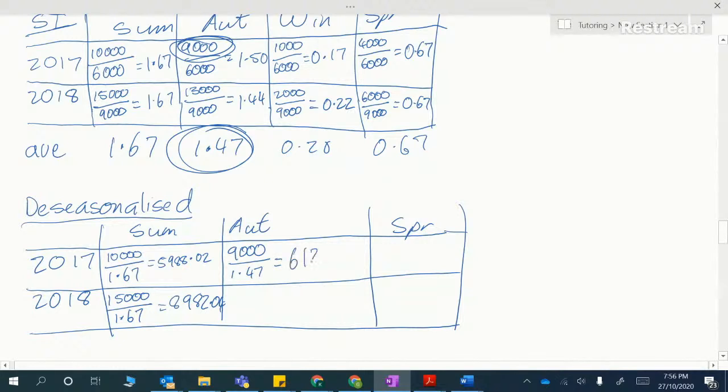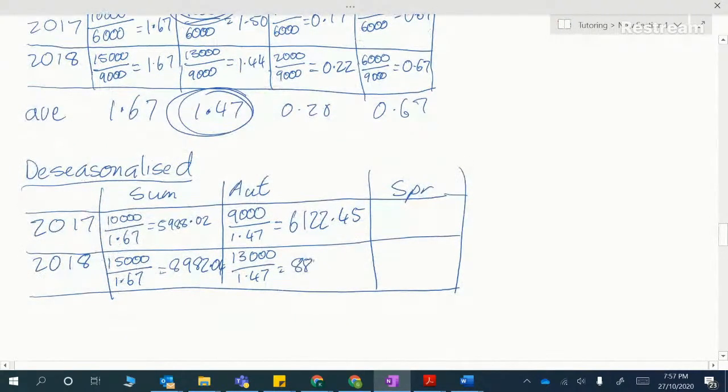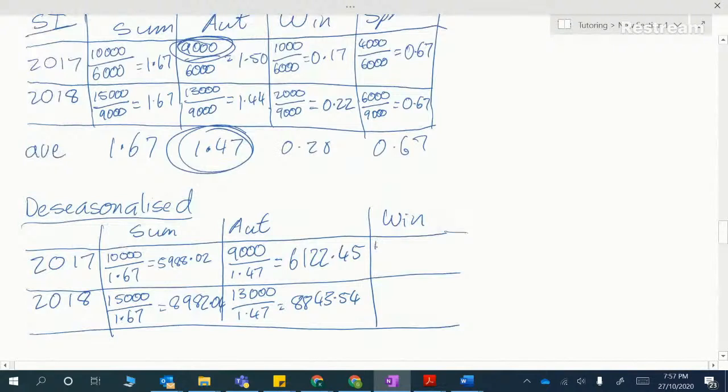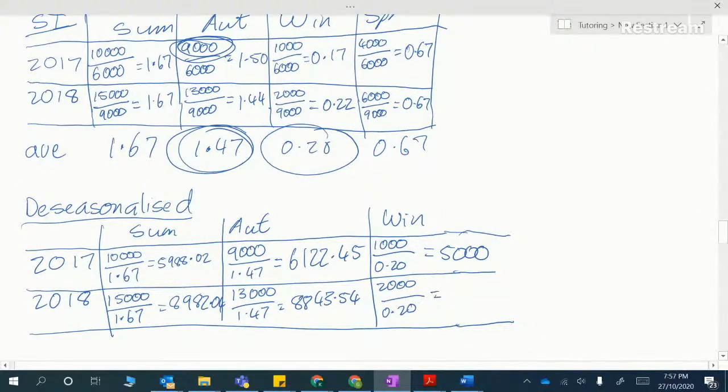And that gives me this. And then 2018. Winter would be 1,000 divided by this one here. That gives me 5,000. And winter 2018 is 2,000 divided by 0.20.